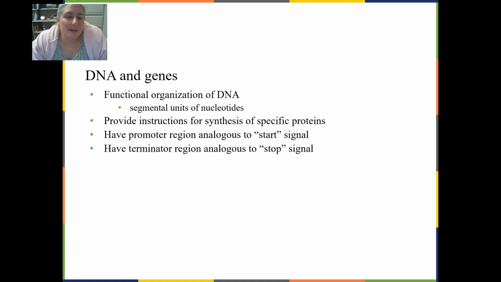So not only do we have to replicate the DNA so that cells can divide, but DNA also codes for all the proteins that make you who you are. A gene is just a region of DNA that codes for specific proteins, right? Genes are going to have promoter regions, and they're going to have terminator regions. A promoter region is where the gene starts transcription, and then the terminator region is where we stop it, okay?